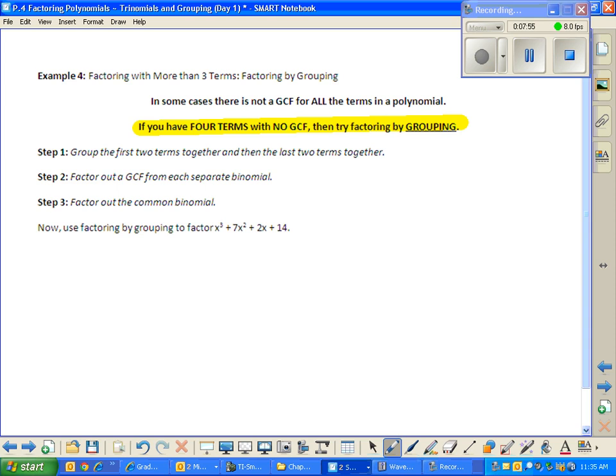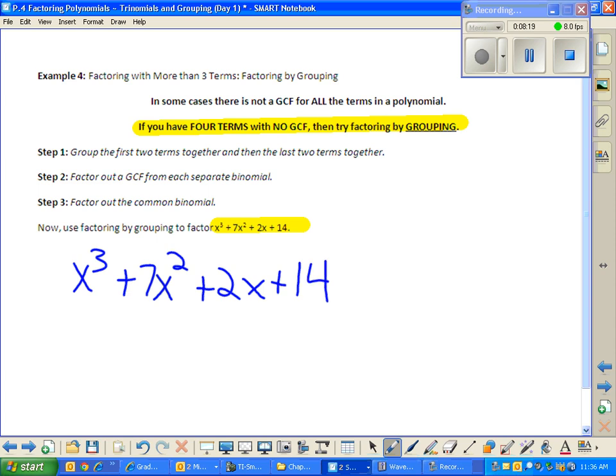So if you take a look at this example right here, x cubed plus 7x squared plus 2x plus 14, that's 4 terms. 1, 2, 3, 4. And there isn't a greatest common factor in between them. I can't take out a 7, I can't take out a 2, I can't take out an x, there's no GCF. So the recommended method for factoring a problem of this nature is grouping.